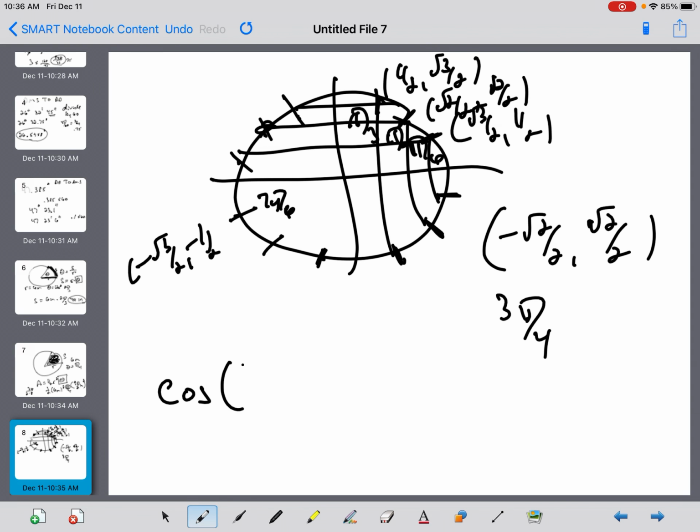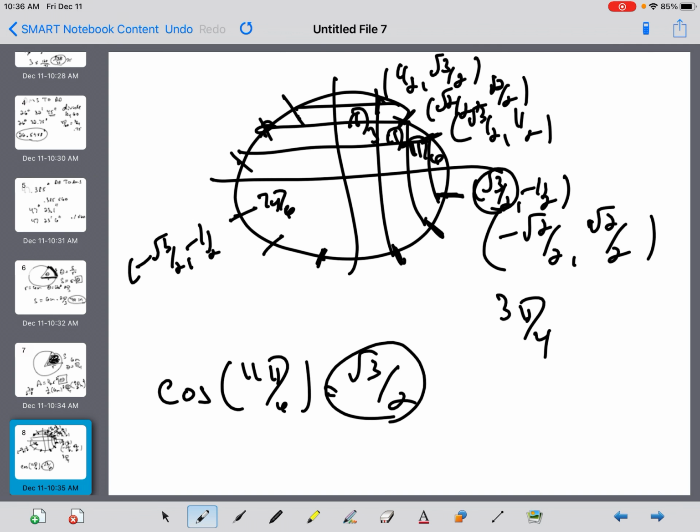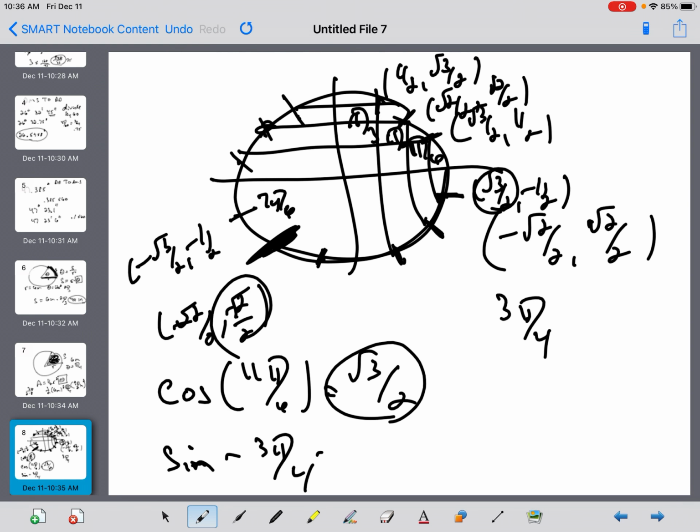Now, if they wanted the cosine of 11 pi over 6, now we go to this one. We know that ordered pair is root 3 over 2, negative 1/2. So the cosine of 11 pi over 6 is going to be positive root 3 over 2 because that's the x value. If they wanted you to find the sine of negative 3 pi over 4, now we got to know that that's right here. That ordered pair is negative root 2 over 2, negative root 2 over 2, and the sine is the second one. So this is negative root 2 over 2. So you just got to practice that thing.